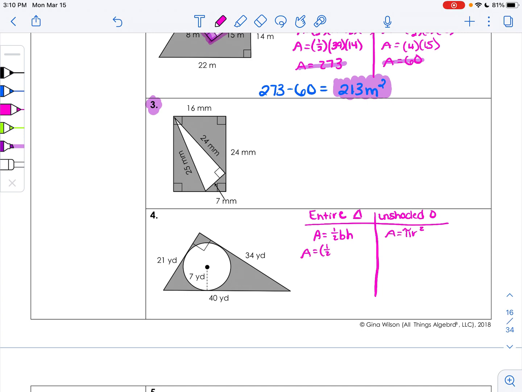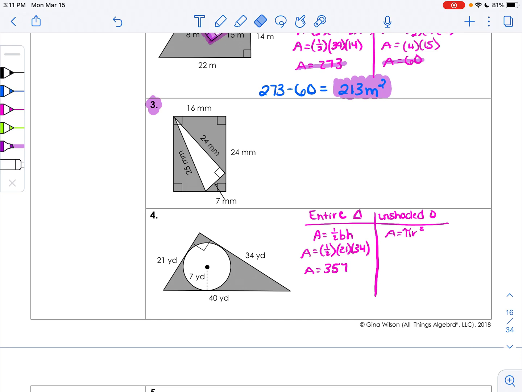So let's take a look at our triangle first. So area equals 1/2. And again, when we're looking at that base and height, we're looking at those two sides that come together to form our right angle. So those two sides would be 21 and 34. So we're going to be multiplying 1/2 times 21 times 34. And you can type that into your calculator, 1/2 times 21 times 34. And you get 357.